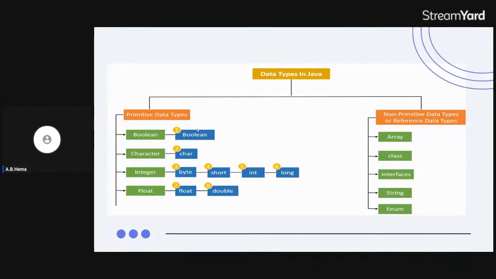Next, we have non-primitive data types, where we have arrays, classes, interfaces, strings, and enum. Arrays store the data in continuous memory, whereas a class, which we already saw, is a blueprint of objects. Interfaces are very similar to a class, but a slight difference is that they have abstract methods in them. String is also similar to arrays, but it stores a sequence of characters. Enum is a special type of class that represents a group of constants.